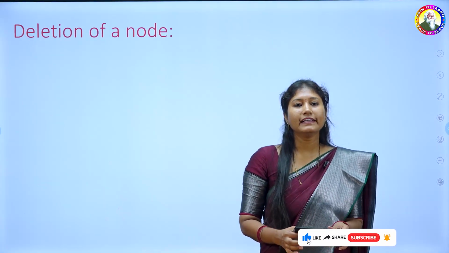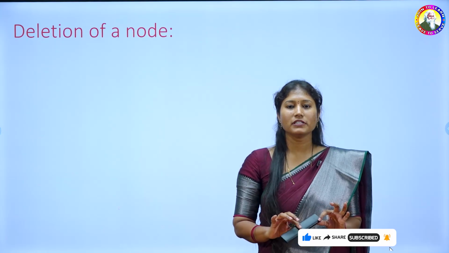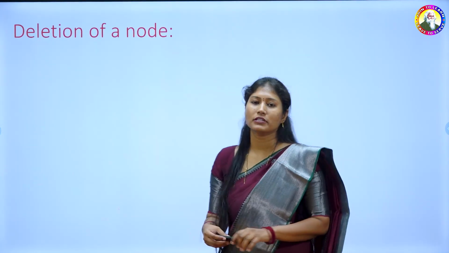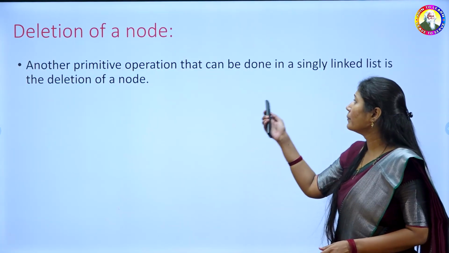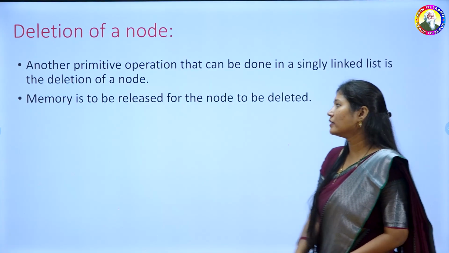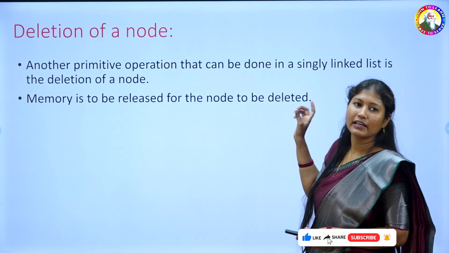Now we will see the deletion of a node. Till now we have seen the insertion operation in a single linked list. Now we are going to see the deletion operation in a single linked list. One more primitive operation that can be done in a single linked list is the deletion of a node. And here the memory is to be released for the node to be deleted.